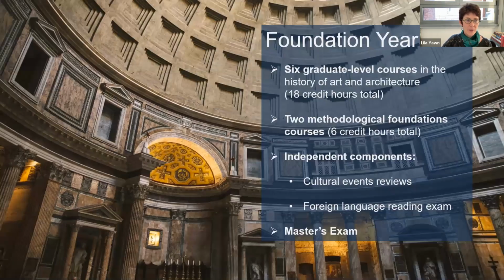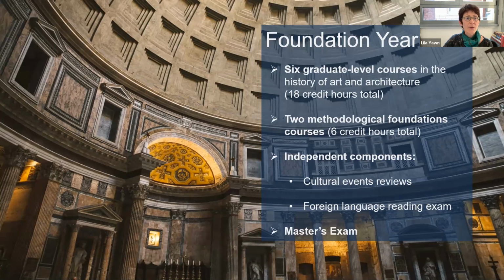Now, how is the program structured? There are two, let's say, periods in the chronology of the degree. The first part is a foundation year, and this year can either be an academic year, fall and spring, or you can spread the foundation year out over fall, spring, and summer, the first fall, spring, and summer of the degree program. During the foundation year, you take 6 graduate level courses in the history of art and architecture for a total of 18 credit hours, and 2 methodological foundations courses, which I'll show you the titles of in a minute.